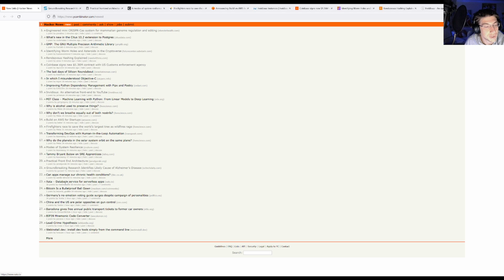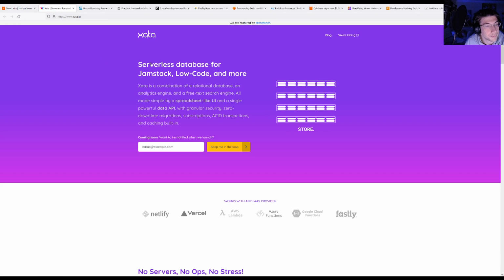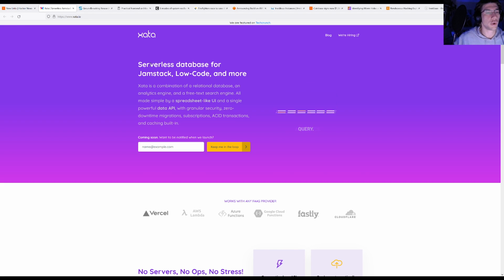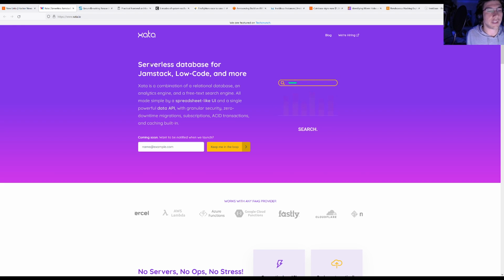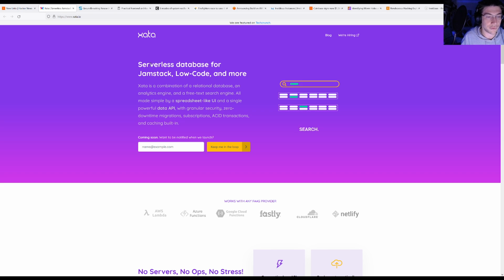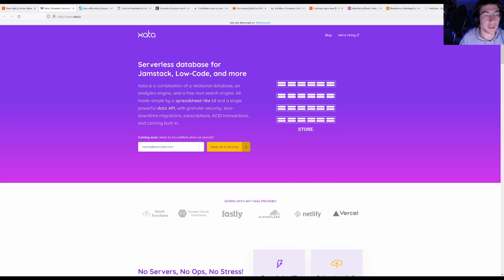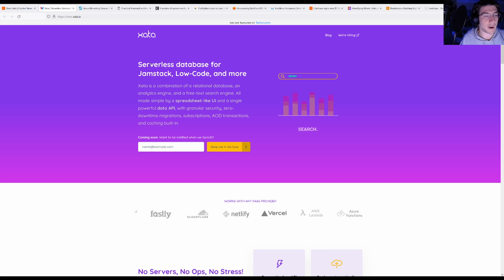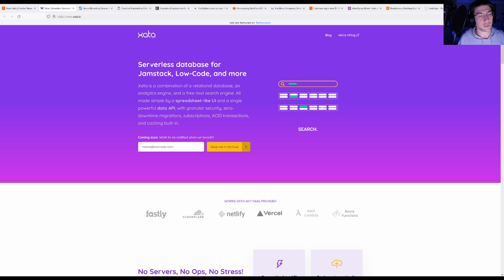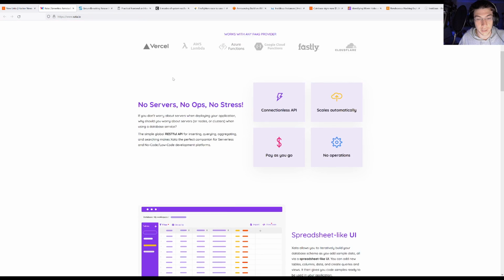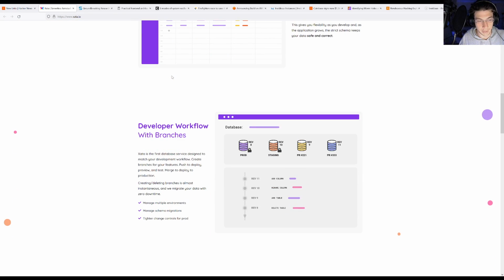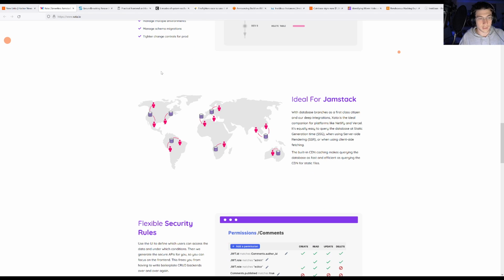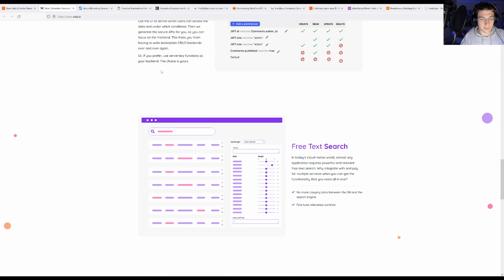Xata, database service for serverless apps. Ooh, let's see. For Jamstack, low code and more. It's a combination of a relational database, an analytics engine, and a free text search engine. All made simple by a spreadsheet-like UI and a single powerful data API with granular security, zero downtime migration, subscriptions, ACID transaction, and caching built in. Wow, guys, the tools to build are getting better and better. So this looks like a very complete database solution.